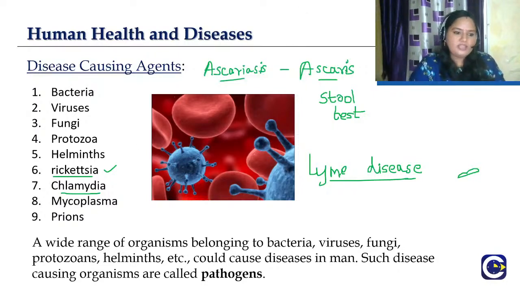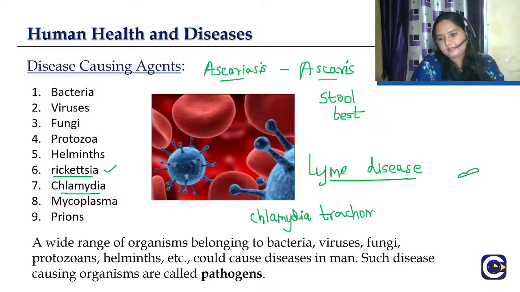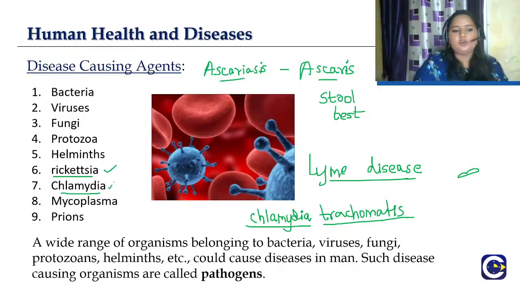Okay. So the one that causes sexually transmitted disease is Chlamydia trachomatis. This is the bacterial name, the binomial nomenclature of the bacteria that causes the sexually transmitted disease. Chlamydia trachomatis. Any doubts?